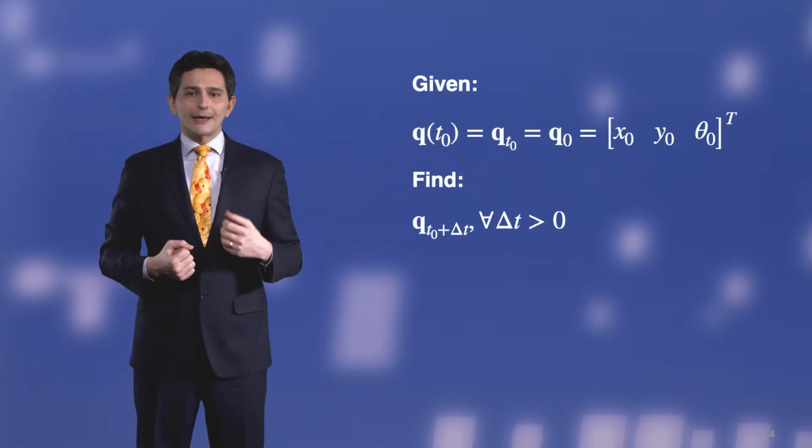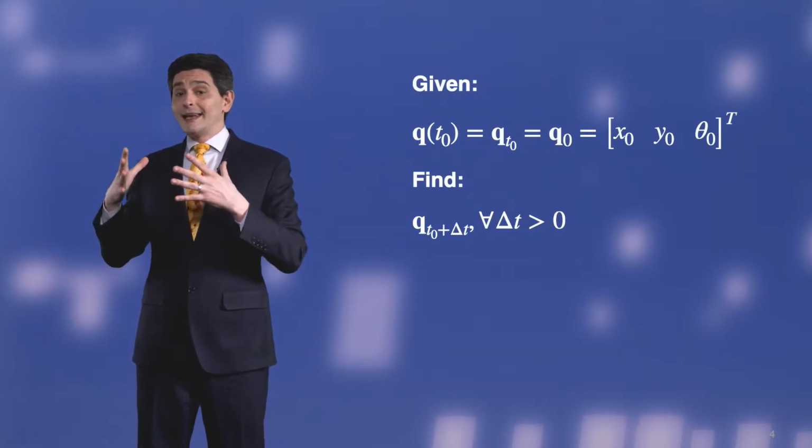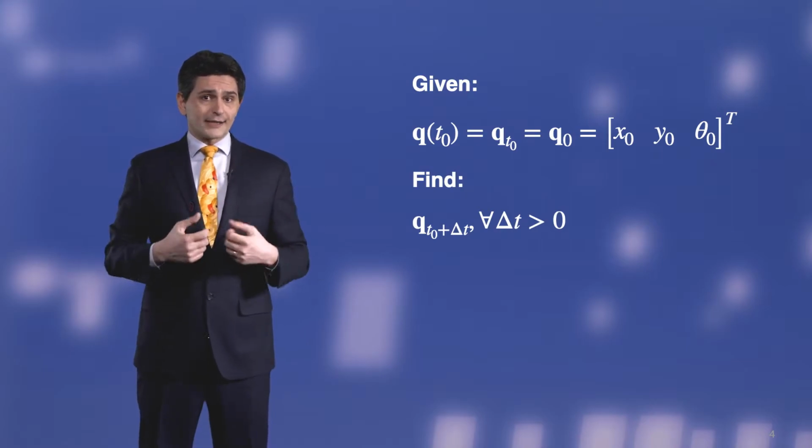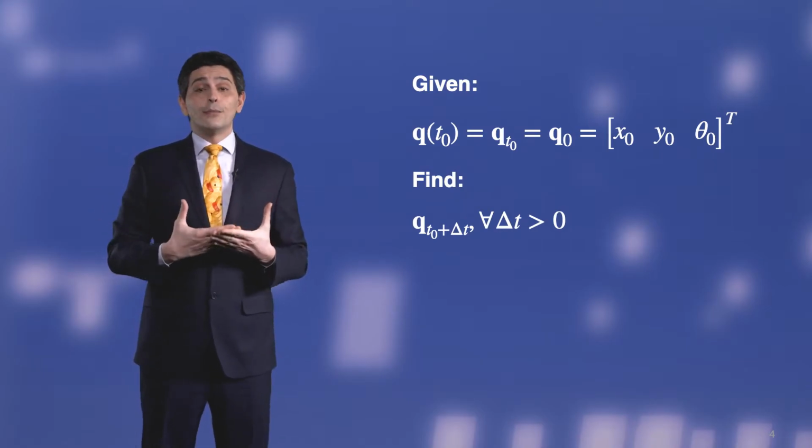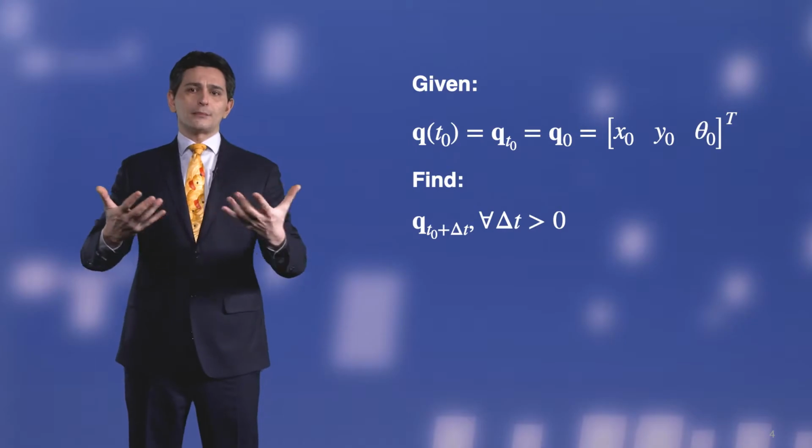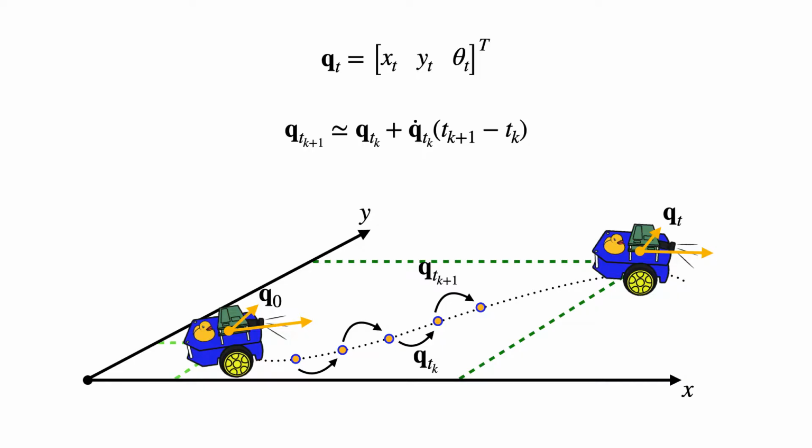The odometry problem can be formulated as: given an initial pose q of t0 at some initial time, find the pose at any future time t0 plus delta t. When delta t is small enough to consider the angular speed of the wheels constant, the pose update can be approximated as a simple sum. The process can then be applied iteratively to find the pose at any time, and at each iteration using the previous estimate as an initial condition.